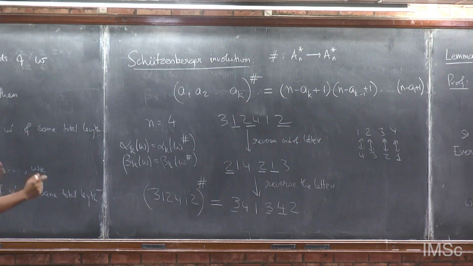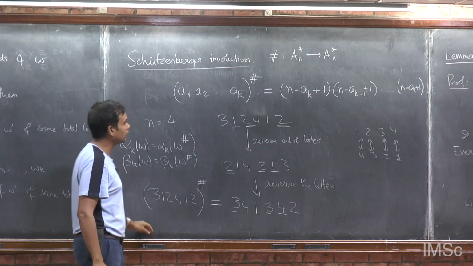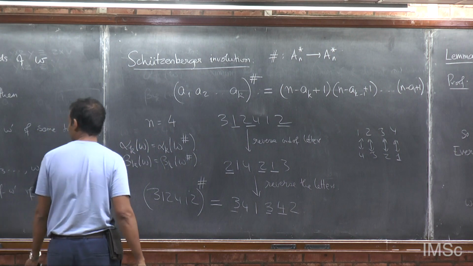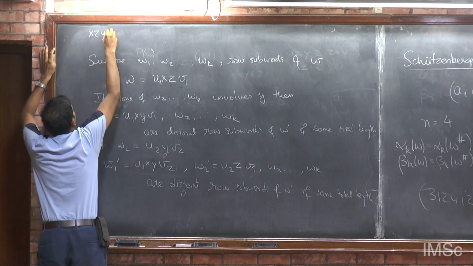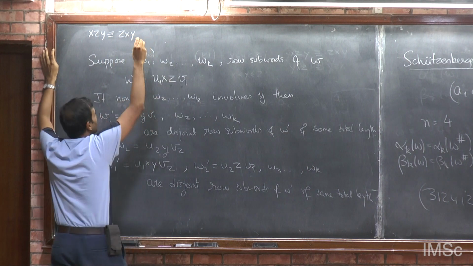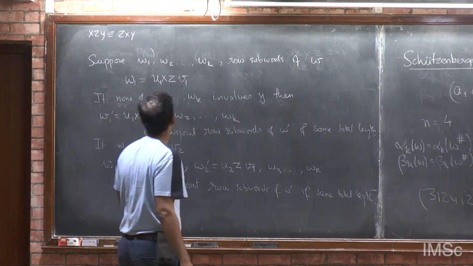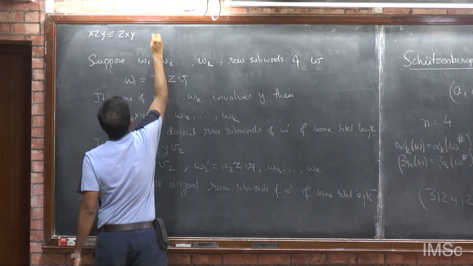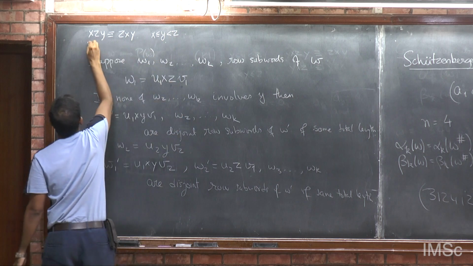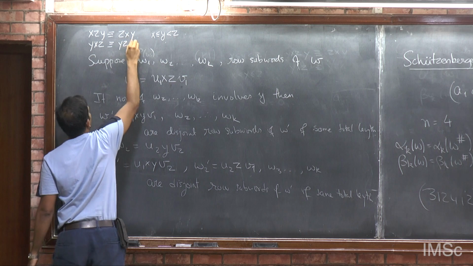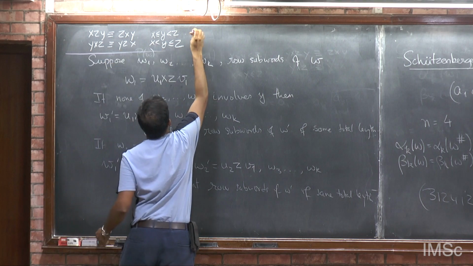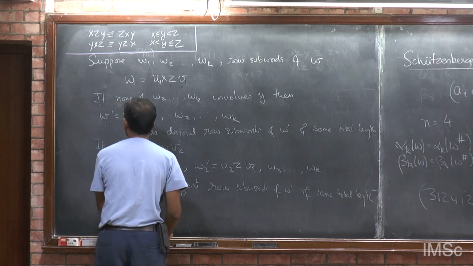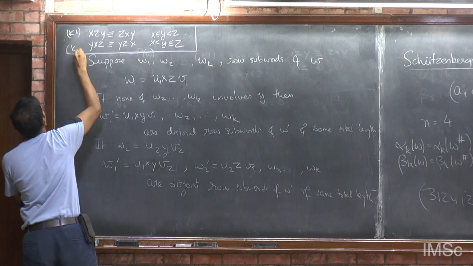What about the Knuth relations? Suppose I have two words which differ by a Knuth relation. What can we say about their Schützenberger involutes? I erased my Knuth relations. I should write them down in the corner somewhere and keep them. So x z y is congruent to z x y, with the condition x ≤ y < z, and y x z is congruent to y z x. Let's try not to erase this. This is called K1 and this is called K2.